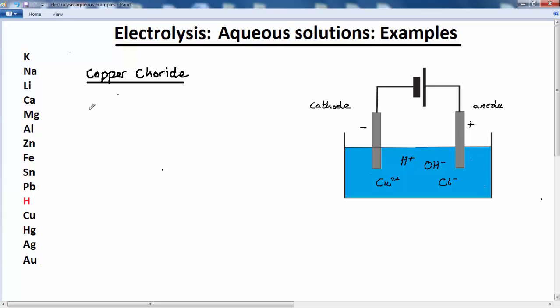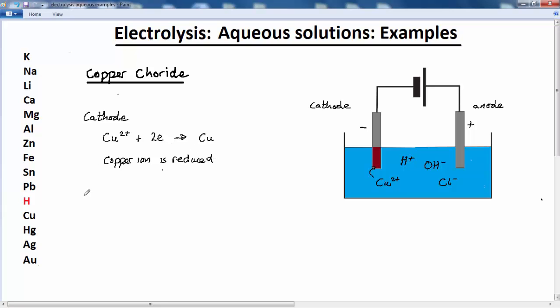So we can write out the half equation for that. At the cathode, Cu2+ will pick up 2 electrons and form the copper atom. So you'll see deposited on this electrode a layer of copper as the copper ion is reduced. That means it gains electrons.